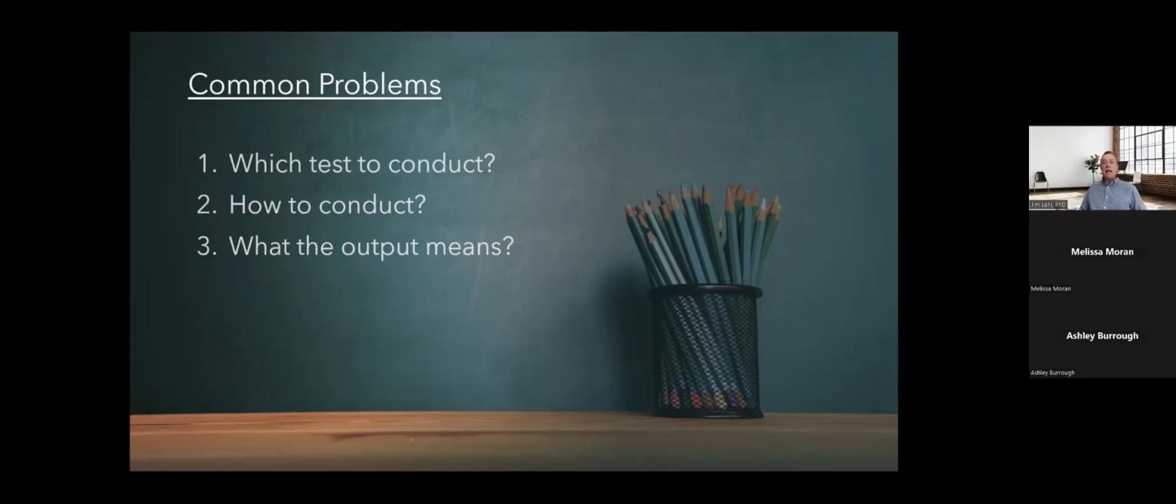If you're in one of these camps, you are not alone. There are very common problems that most people have. In fact, Intellectus came about because of these three problems. Students and faculty didn't know which test to conduct. They knew what their research question was, and they knew the levels of measurement of the variables, but they didn't know how to select it. So we developed a user-friendly, layperson decision tree to help you figure out which test to conduct. There's also difficulty in how to conduct it.